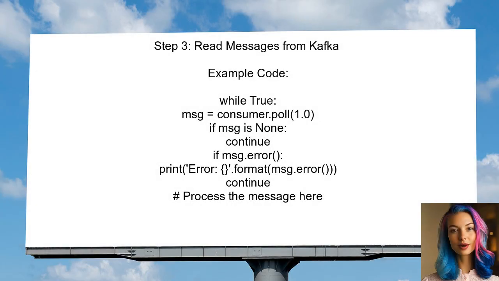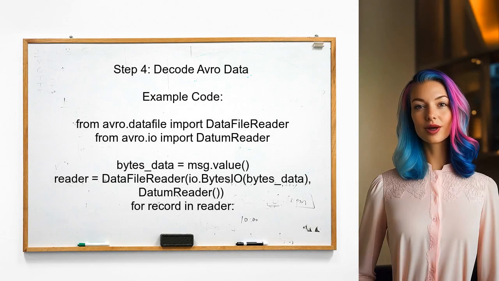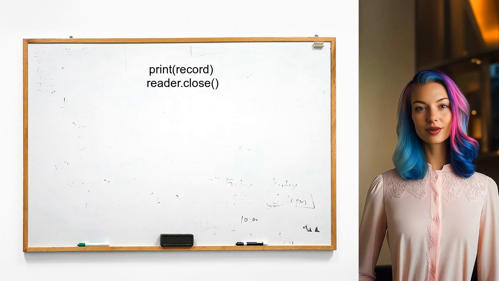Now the user should read messages from the Kafka topic. They can do this in a loop, which will allow them to process each message as it arrives. After retrieving the messages, the user needs to decode the Avro data. This can be done using the Avro library to deserialize the binary data into a usable format.